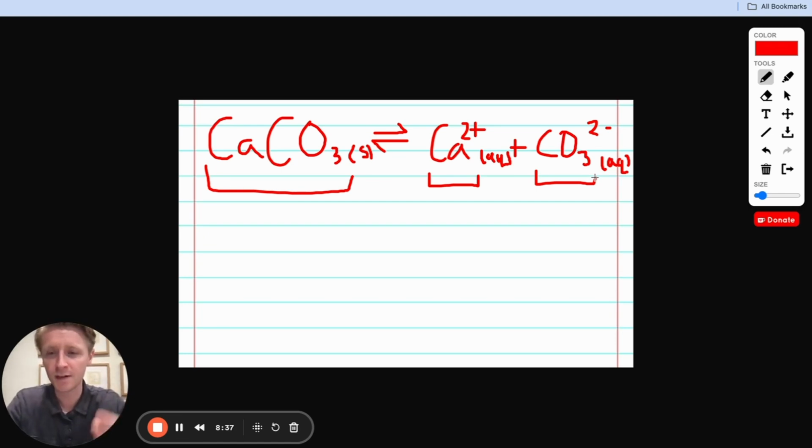However, there comes a point if we add too much calcium carbonate, too much CaCO3, where we only have so many water molecules and they just can't surround or take any more of these ions. And then we have a problem. We've reached saturation. No matter how much more CaCO3 we add, that CaCO3 is going to stay a solid. It's not going to be able to dissolve in the water.